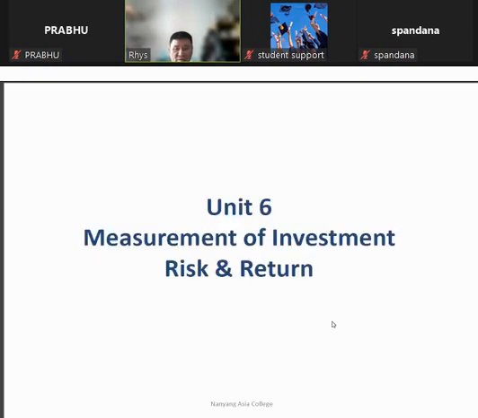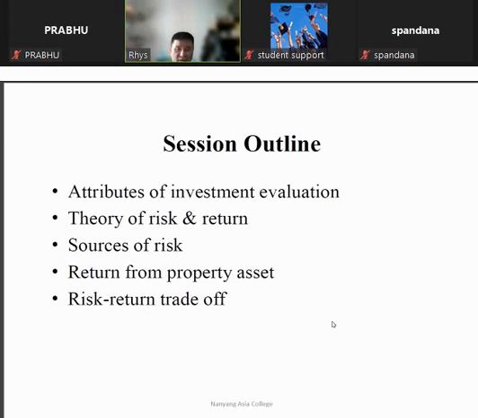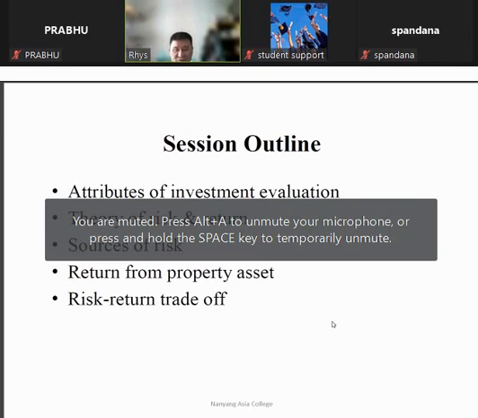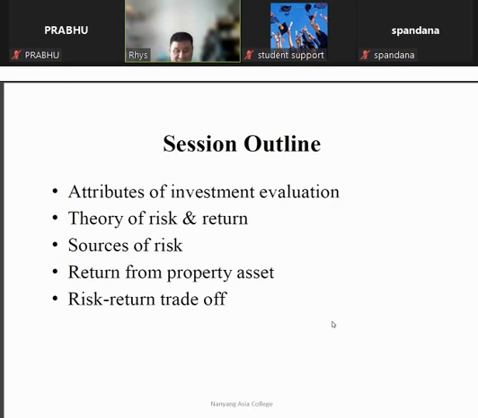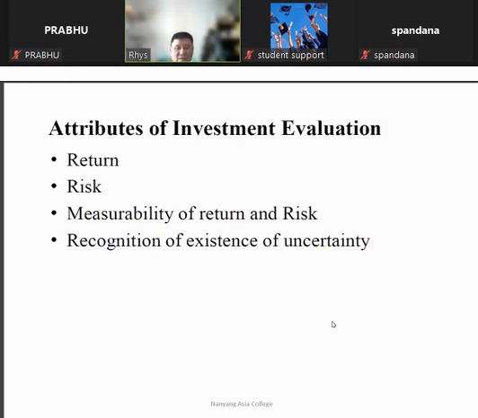Okay, so we are talking about measurement of investment, the return and the risk involved. Outline the attributes of investment evaluation, theory of risk and return, sources of risk and return from property assets, and the risk-return trade-off, right? We look at the investment evaluation.